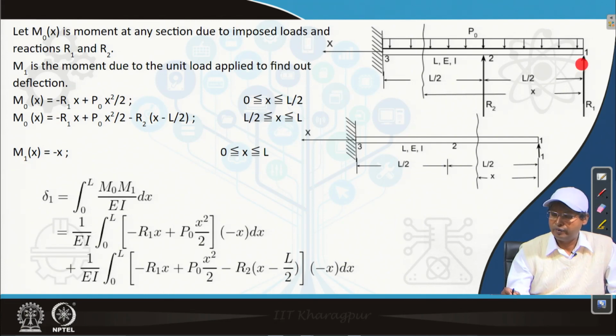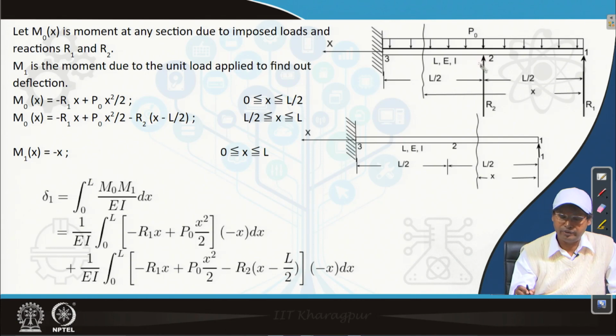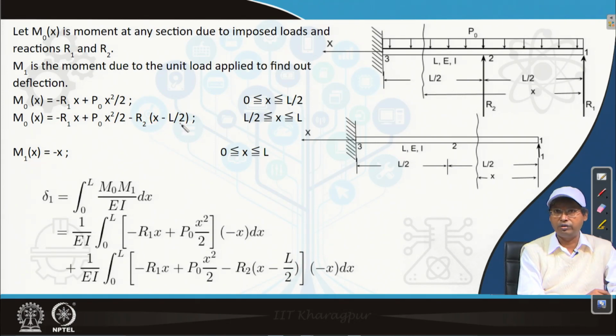So, it is from here to here we calculate the moment, and then for the m 0 x, the limit for here, from here to here, that is L by 2 to L, we have one more force R 2 added. But here the effective length is different, x minus L by 2 is put there. So, moment is found out for R 1 and R 2.